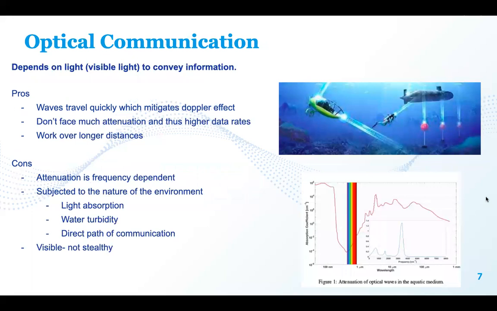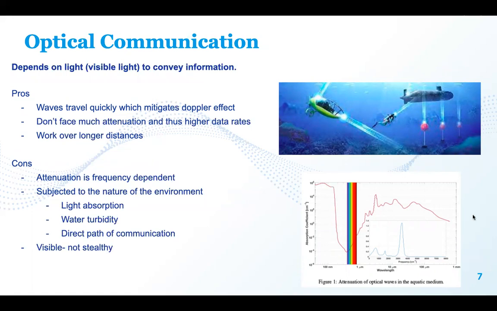Optical communication focuses on visible light, which is also a form of EM communication. And the pros are, once again, the waves do travel fairly quickly, which mitigates any sort of Doppler effect or any delays. There isn't much attenuation, and thus we have higher data rates, right? So we can actually convey more information in the same signal. And they work well over longer distances.